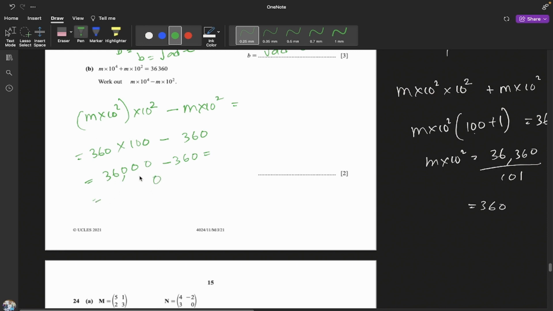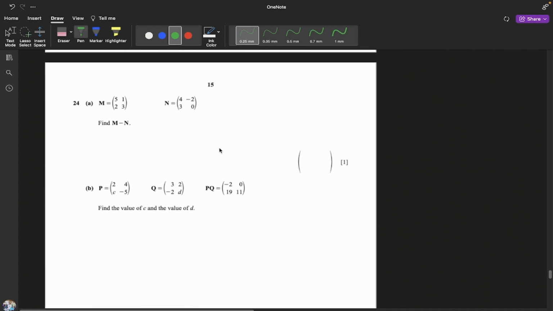0 minus 0, 0. 6 minus, borrow, means 4. So it's 9. 9 minus 3 is 6. 5, 3. This must be the answer, 35,640. Yes. Next one, matrix M minus N. Okay, this is much easier, I'll hurry it up.